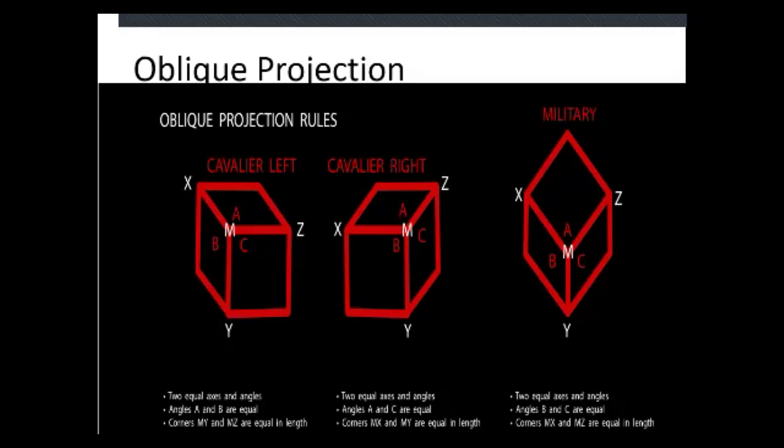When two axes and angles are equal, and the corners mx and mz are equal in length, it is a cavalier projection. But this one is a military projection. Here two angles B and C are equal, but corners mx and mz are also equal.